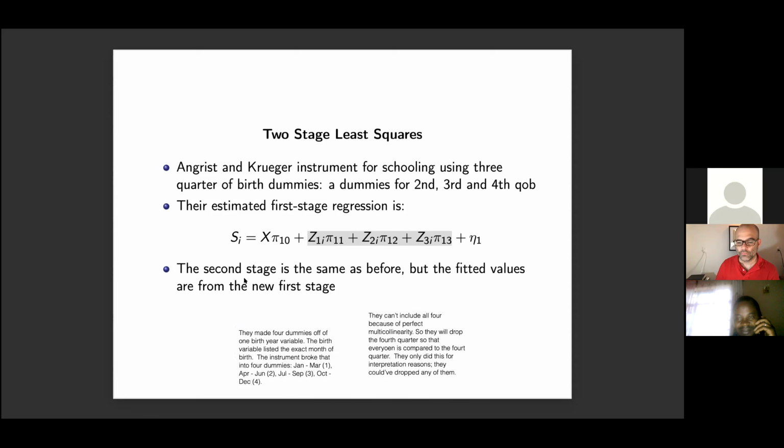All right. Once they estimate this, they'll get hats on each of these. They'll get fitted schooling. And then the second stage will be simply log y on that. It'll be that regression. Okay.